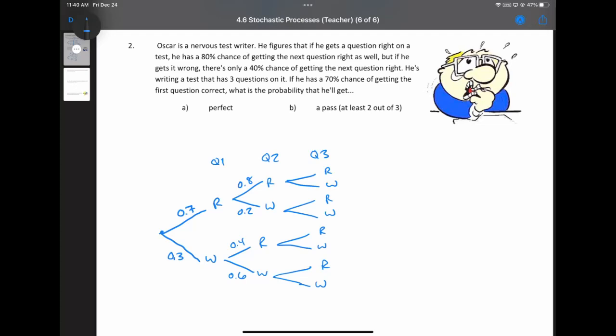And then I follow that same logic through all of these. Top one there is right, so he gets another 80-20 split. If he gets it wrong, it's a 40-60 split. Right, 80-20. Wrong, 40-60.